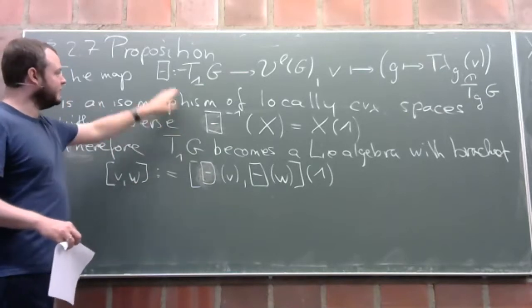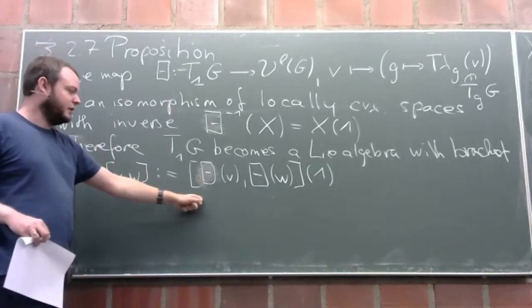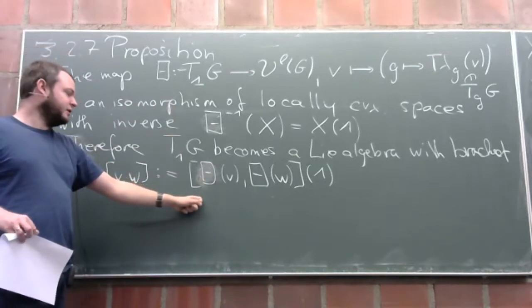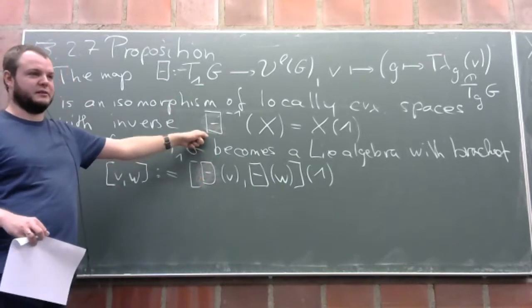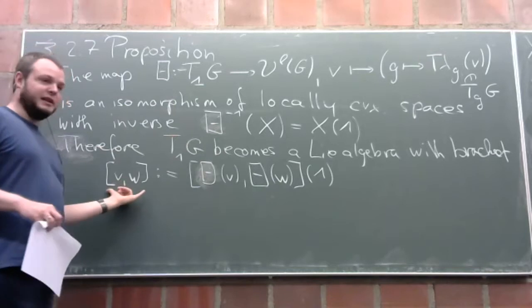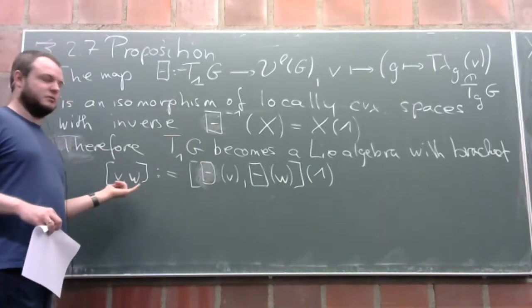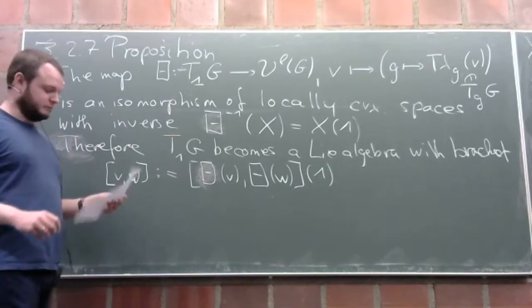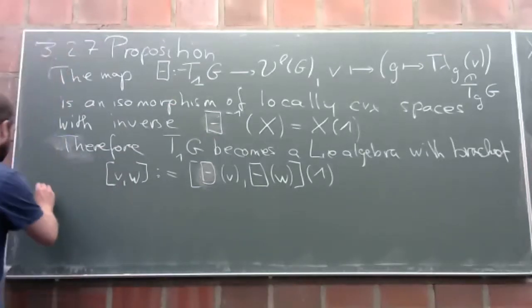All the identities we already know for the bracket of vector fields, the Jacobi identity and so forth, are preserved by this definition because theta is an isomorphism of vector spaces. So this really is the Lie bracket, which one sees just by doing the usual computations with the definition.